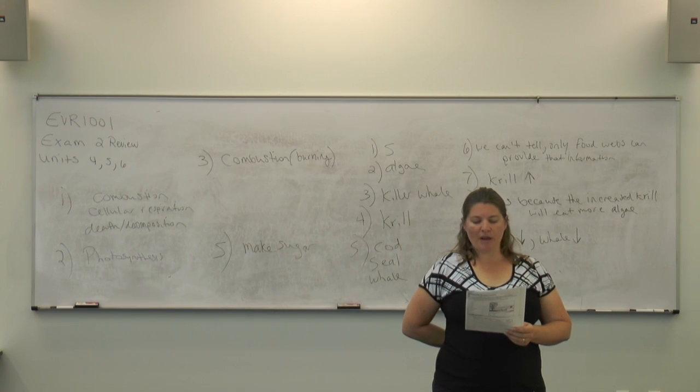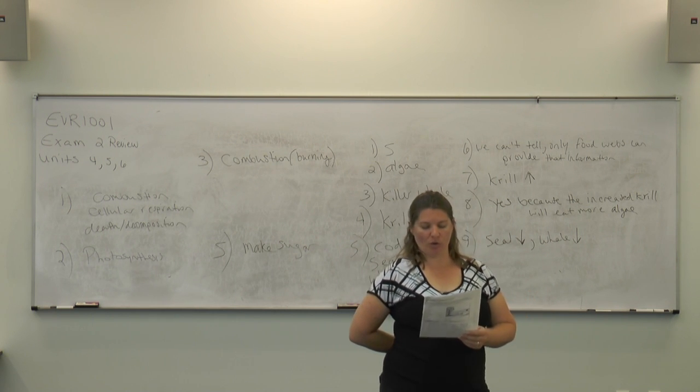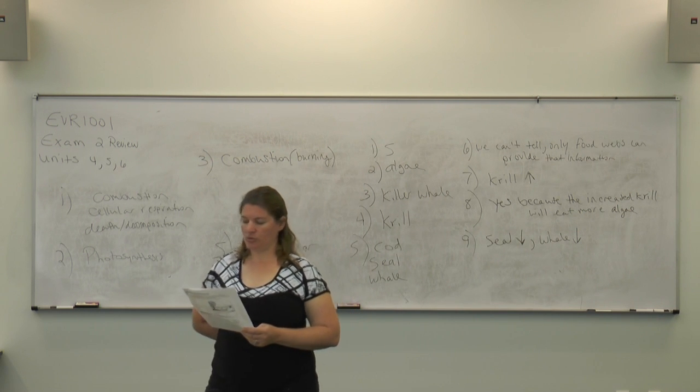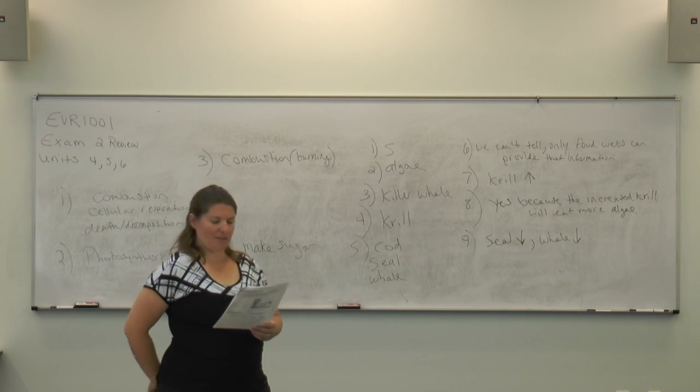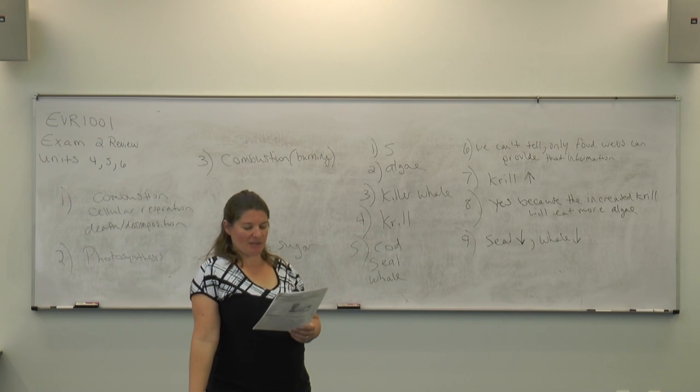Number 7, a detritivore. A detritivore, a scavenger, is another word for detritivore. What's true? Yeah, a detritivore eats decomposing matter. Letter B. Feeds on dead stuff.